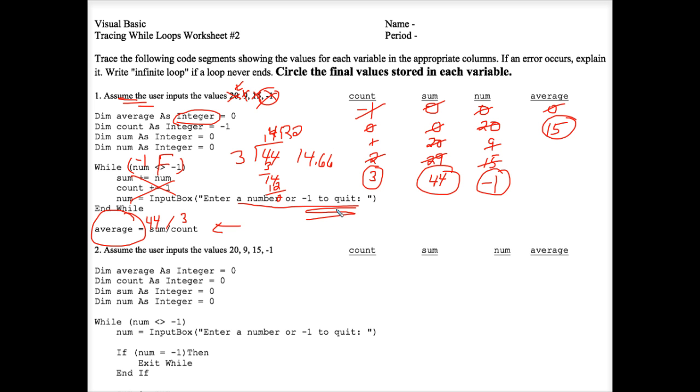If an error occurs anywhere on this worksheet, write error. If there's an infinite loop, write infinite loop. Just warning you because that was all in the directions. Again, strong AP students read directions because they always like to trick you once in a while up there.